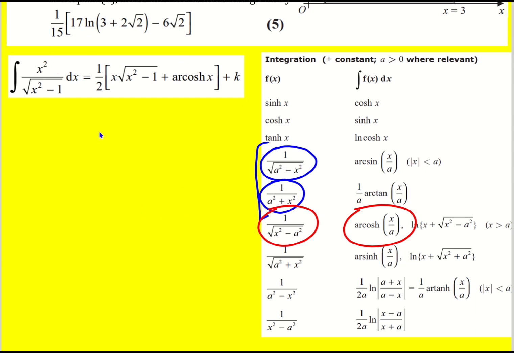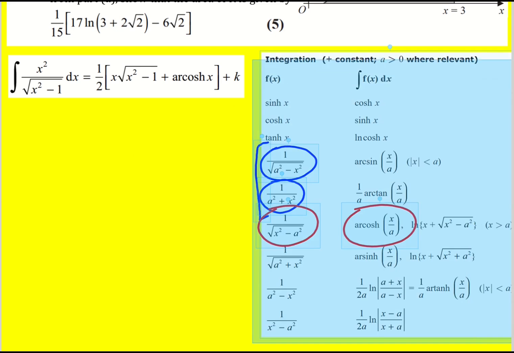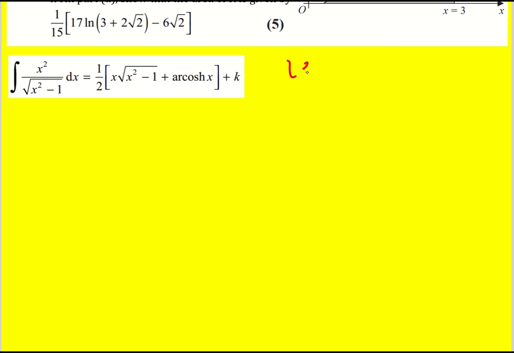That's what makes this one a bit trickier because there's an x squared there, so we're going to be left with that after. There's going to be extra things to do afterwards. So let's go for it. Let x equal cosh u. Then dx by du is going to be sinh u.